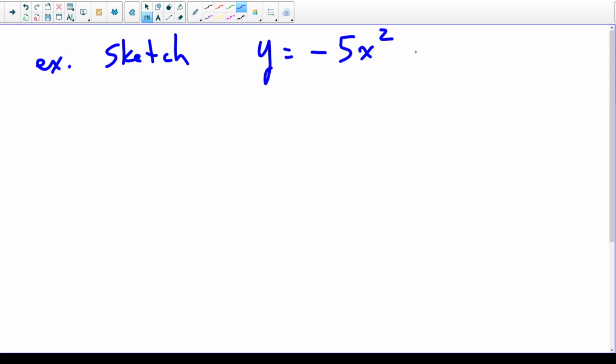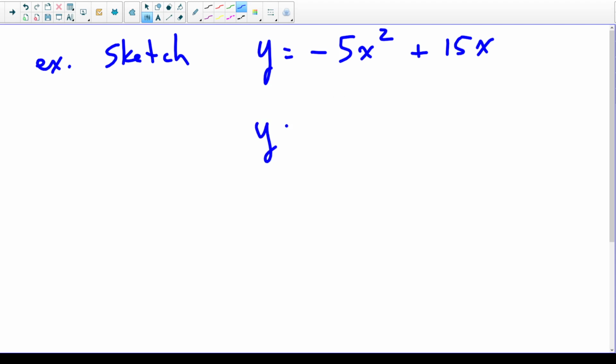So let's say I ask you to sketch y is equal to negative 5x squared plus 15x. Okay, so the first thing I want you to notice is this is not in vertex form. This is in standard form. When things are in standard form, the first thing we're always going to try to do is factor. All right, so I'm not going to list the steps out. I'm just going to do the work to show you that this is really not a lot of work.